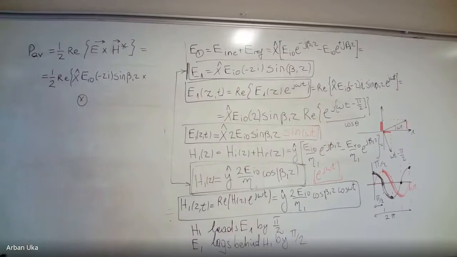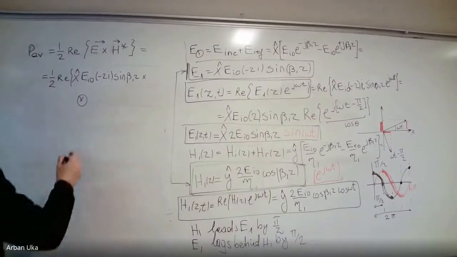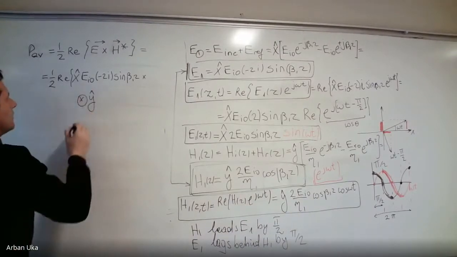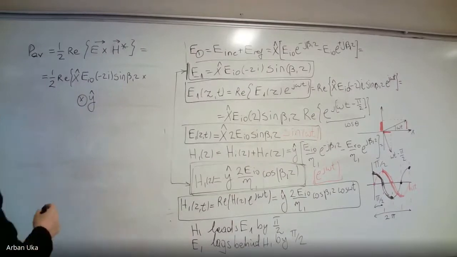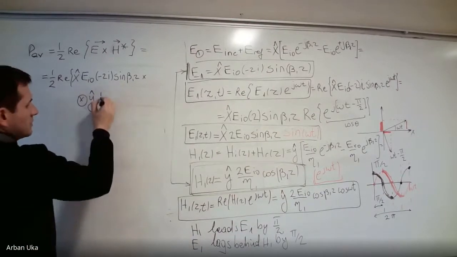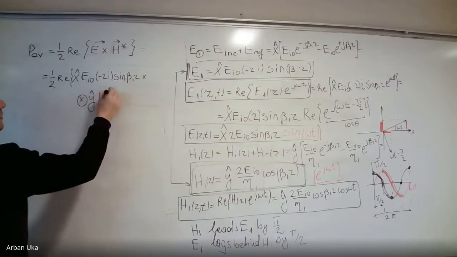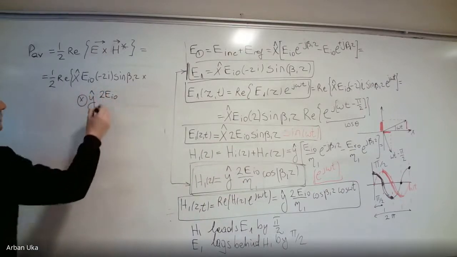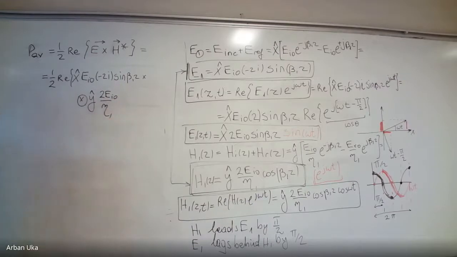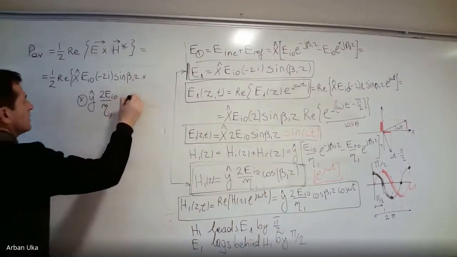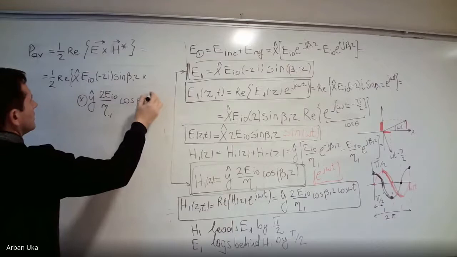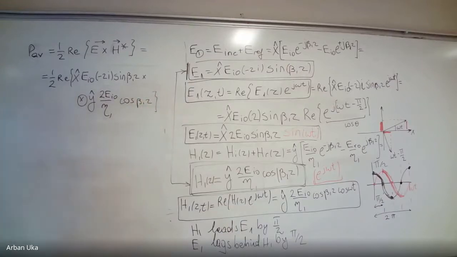this is the cross product with what? y, times 2 E_i0. So we have this amplitude here, 2 E_i0 over eta 1, cosine beta 1 z. Okay, I think this is all, and we can continue again.